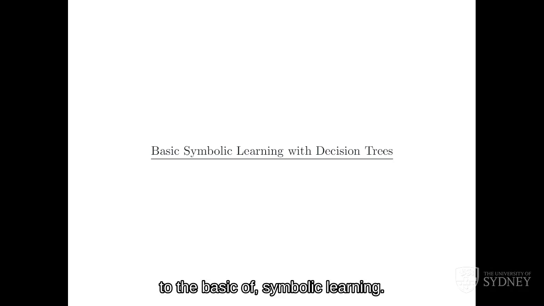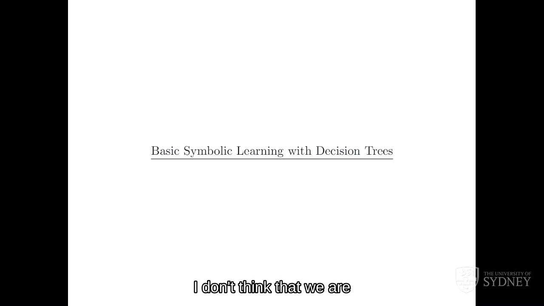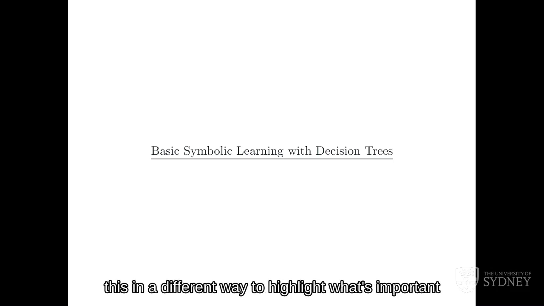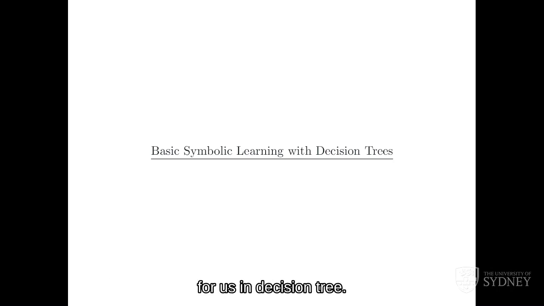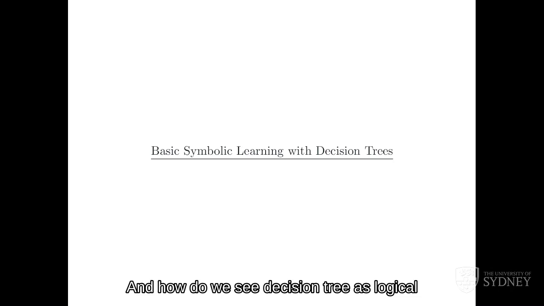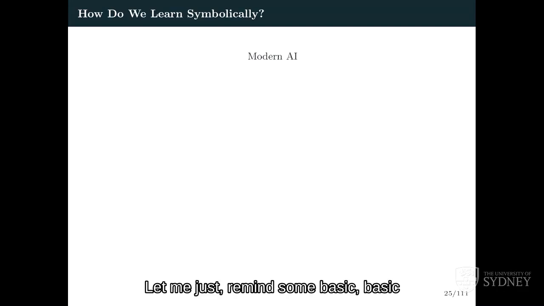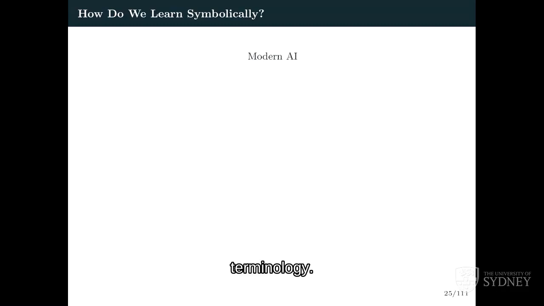In order to understand how learning works, we have to go back to the basics of symbolic learning, and specifically we have to go over decision trees. I don't think that we are going to say anything that you don't know already. The only thing is that we're probably saying this in a different way, to highlight what's important for us in decision trees, and how we see decision trees as logical objects. Let me just remind you of some basic terminology.